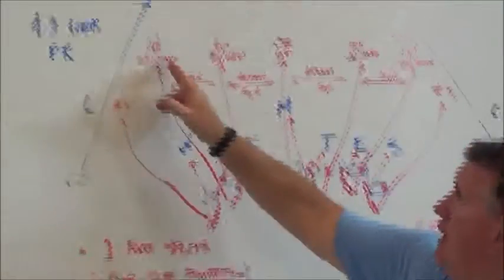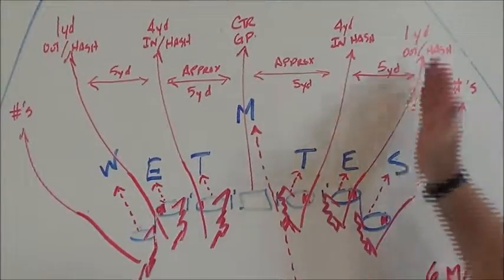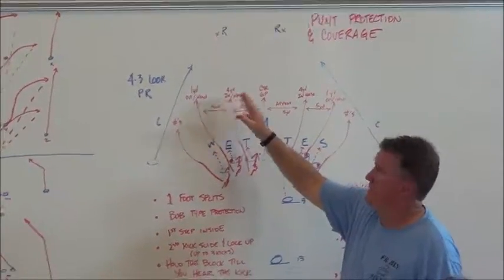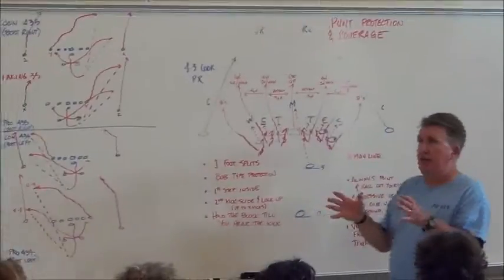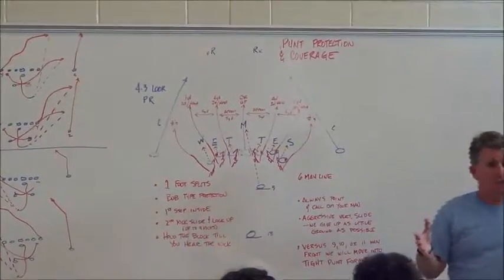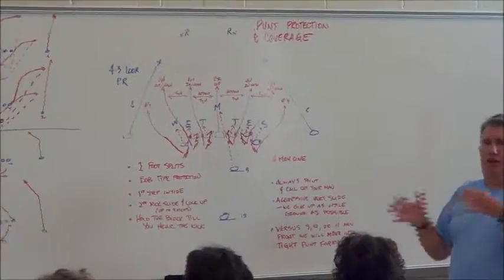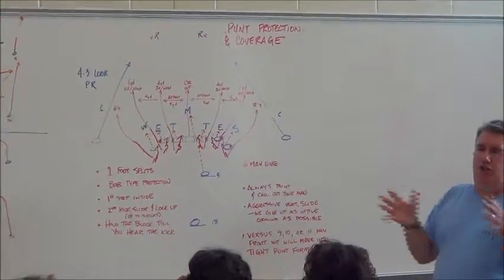Tackle, 1 yard outside the hash. That's the same on both sides. Tackle, 1 yard outside the hash. Guard, 4 yards inside the hash on each side. So we'll start in the middle tonight for purposes of checking this. But if the ball is on the left hash, then you would have to adjust.